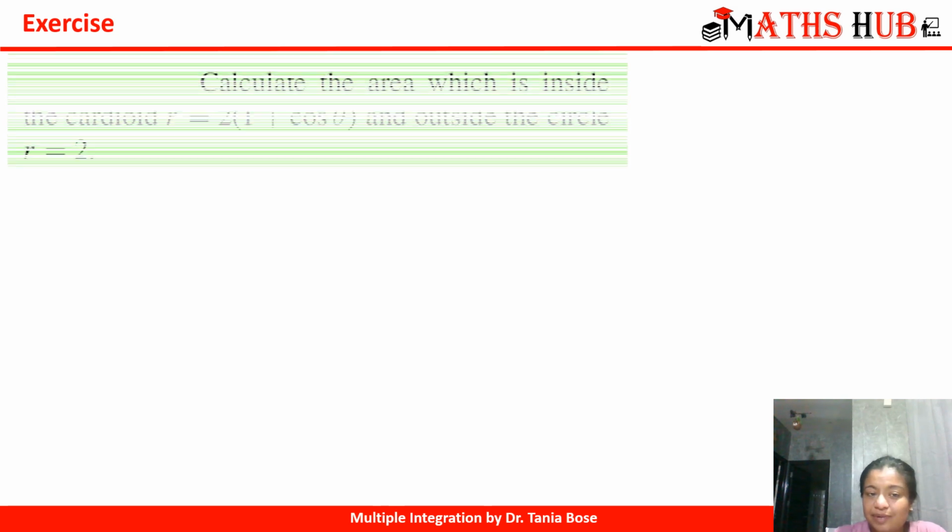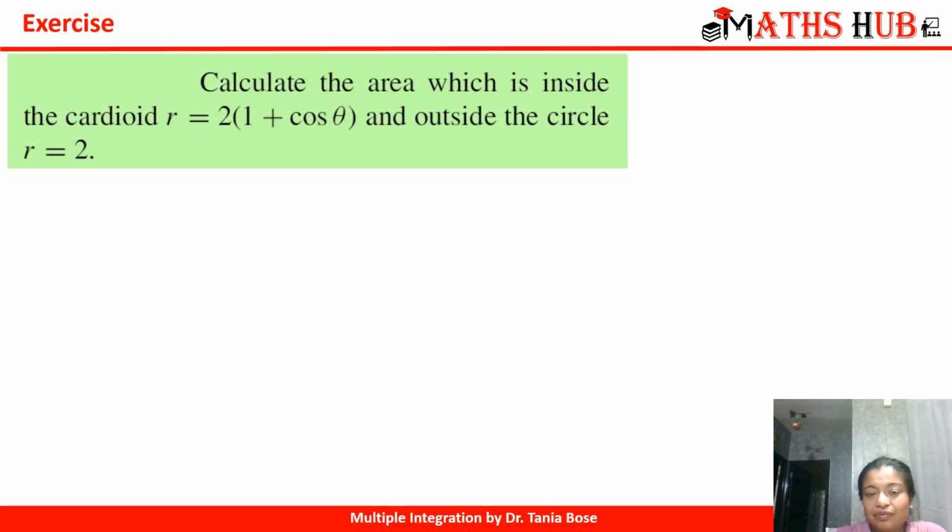So now let us start the concept with the help of a question. Calculate the area which is inside the cardioid and outside the circle r is equal to 2. Before I start explaining this question, we have done the concept of area as double integral ds, which is dy dx or dx dy.